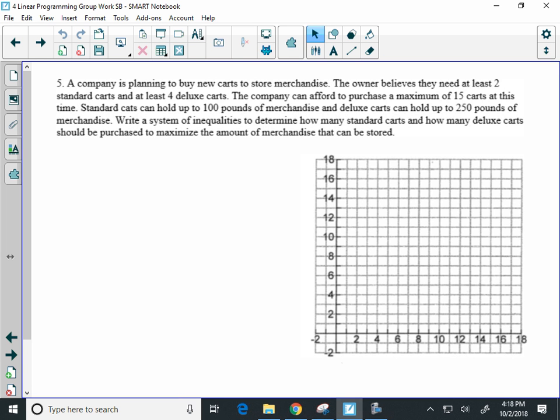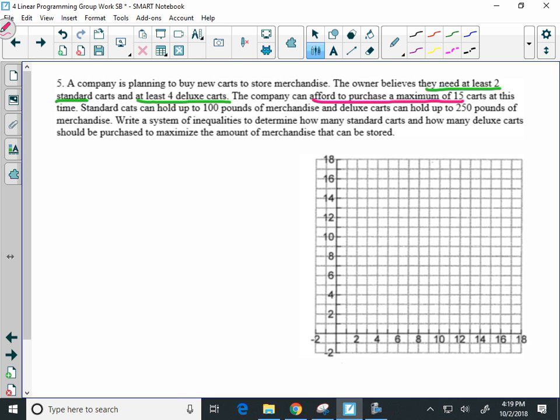All right, so in number 5, it says a company is planning to buy new carts to store their merchandise. The owner believes they need at least 2 standard carts. That's going to be important. They need at least 2 standard carts and at least 4 deluxe carts. The company can afford to purchase a maximum of 15 carts at this time. Okay? So that means 15 carts total between standard and deluxe.